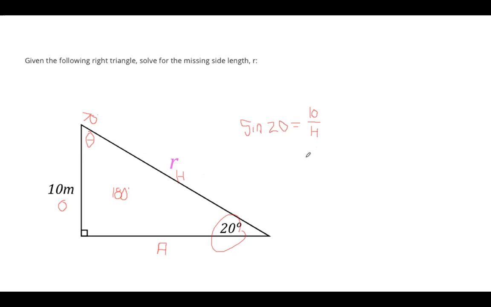So in my calculator, I type in 10 divided by sine of 20 is equal to 29.23. So r is equal to 29.23.